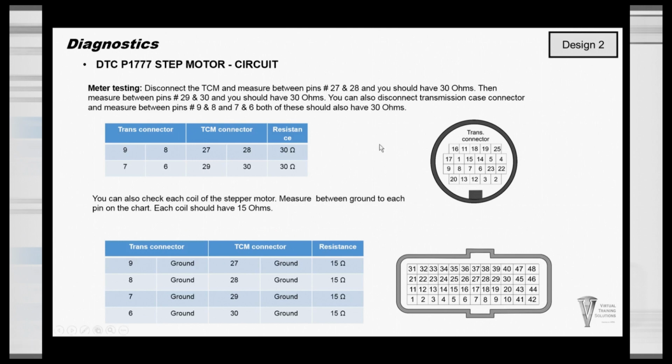1777, this is a design 2. Everything is exactly the same. The only difference is your transmission TCM connector numbers. We're just going to keep moving on.